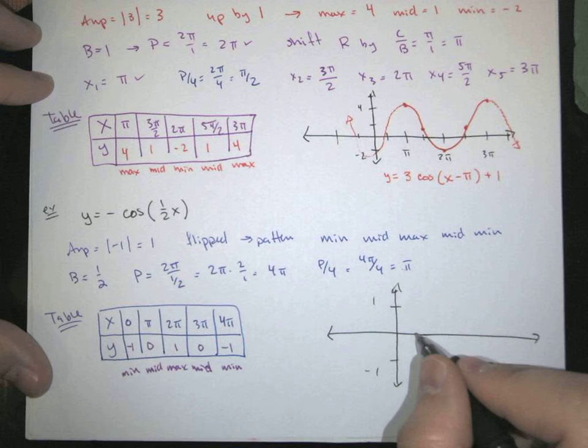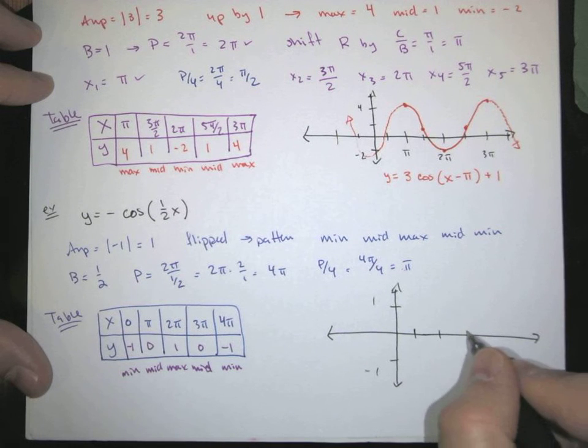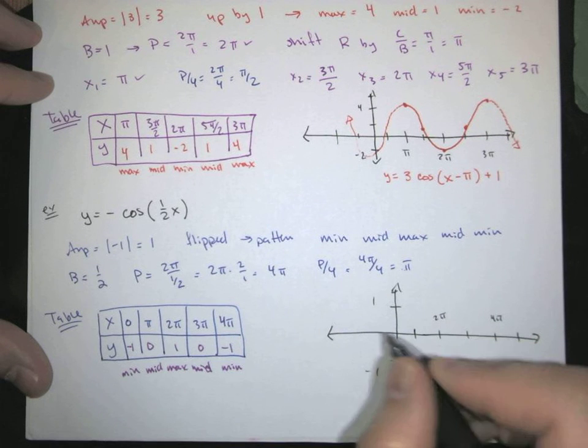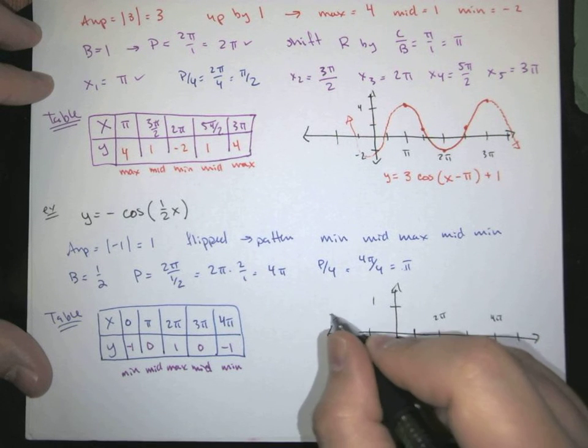So what are we doing? 1 pi? So pi, 2 pi, 3 pi, 4 pi.